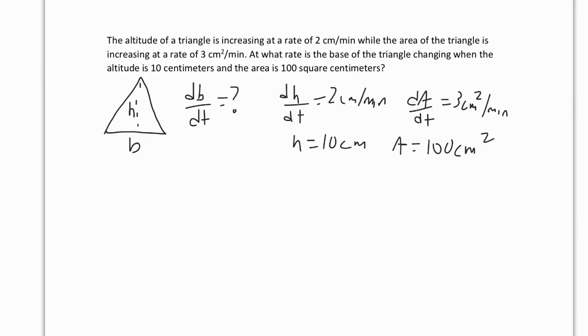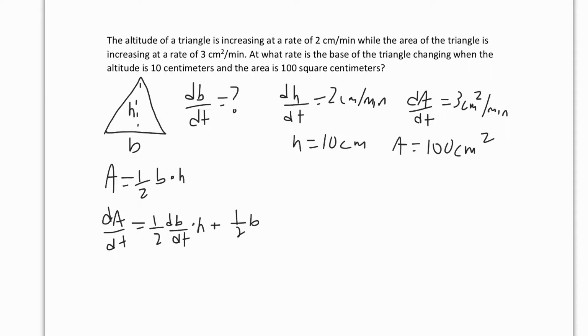Again, think back, what's a formula for the area of a triangle? Well, it's 1/2 base times height. And again, because we have two rates here, we don't have to isolate and somehow get just one variable. We can use the product rule. It's not always advised, but in some situations, it's the only option you have. So you do dA/dt equals the derivative of 1/2 b, which is 1/2 dB/dt, times h, plus 1/2 b dH/dt.